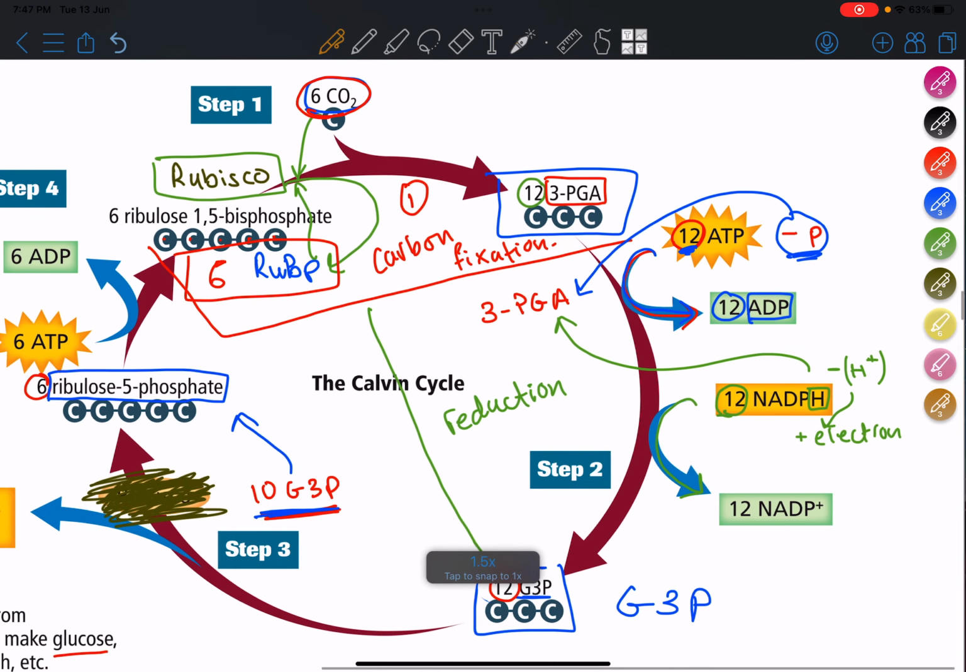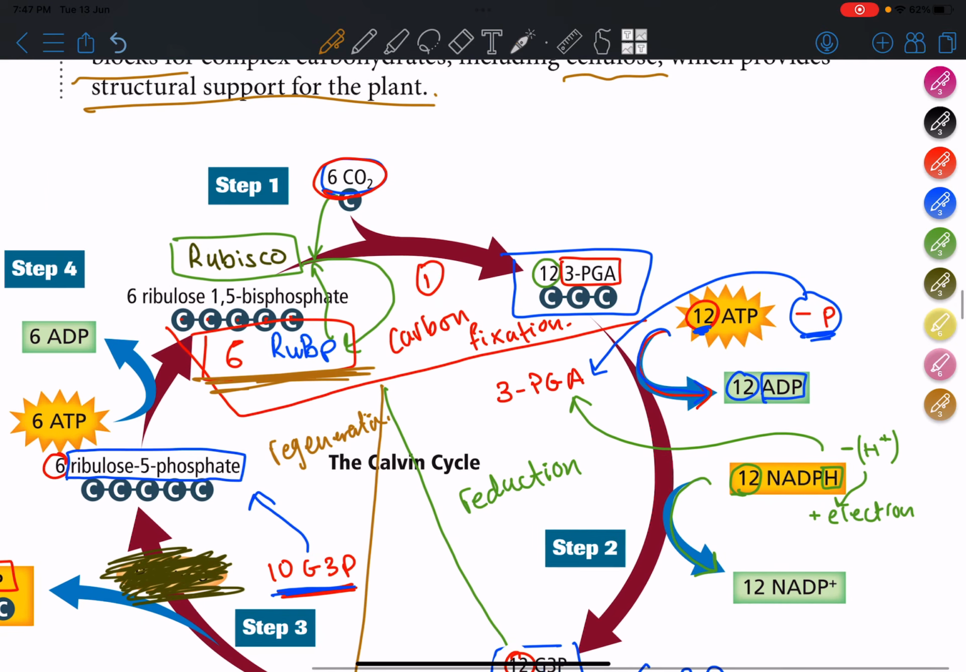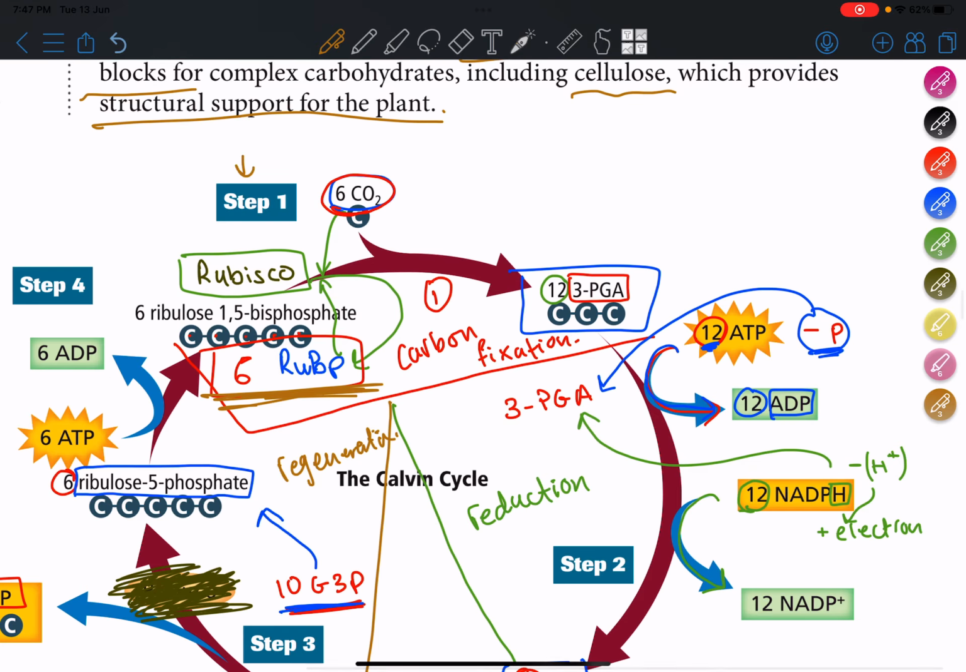So to just go over the steps really quickly, and as I said, the last step is called regeneration. Why do you think it's called regeneration? Because I used RUBP in the beginning of the cycle, so I need to regenerate it. I need to remake RUBP. So in the first step of the cycle, called carbon fixation, I have 6 CO2 molecules and 6 5-carbon molecules, which are called ribulose 1,5-biphosphate, or RUBP.